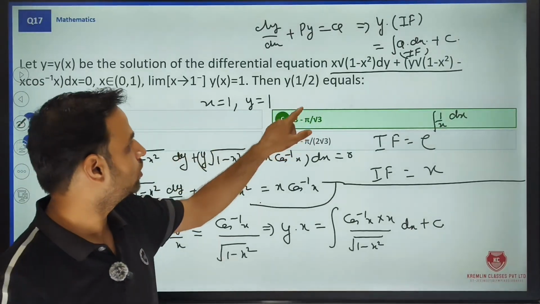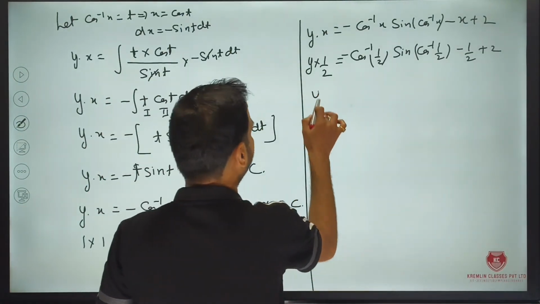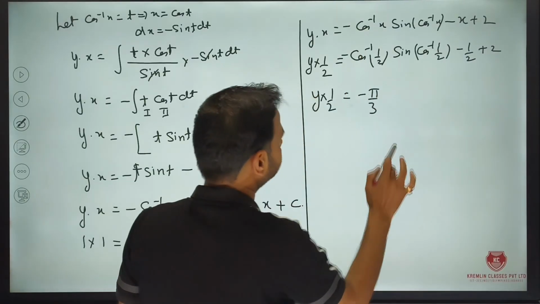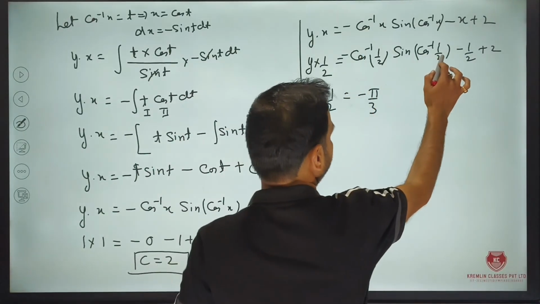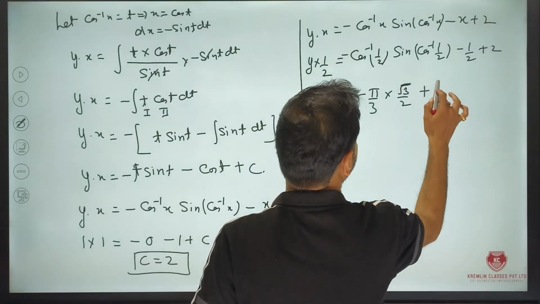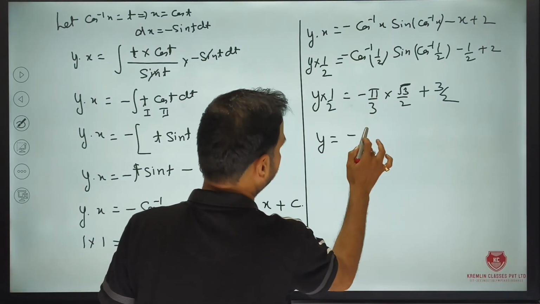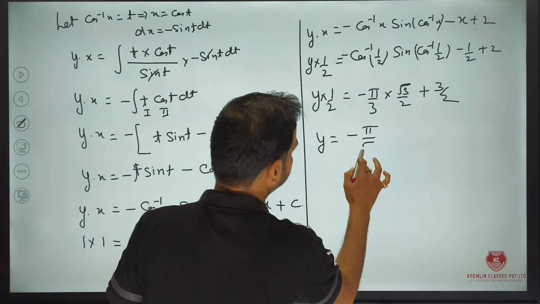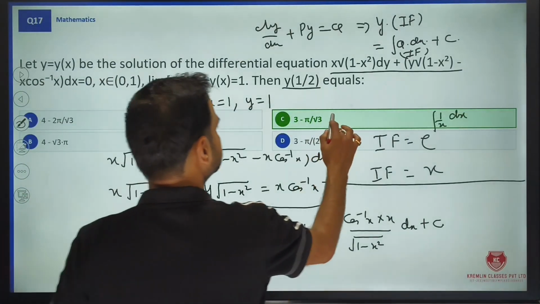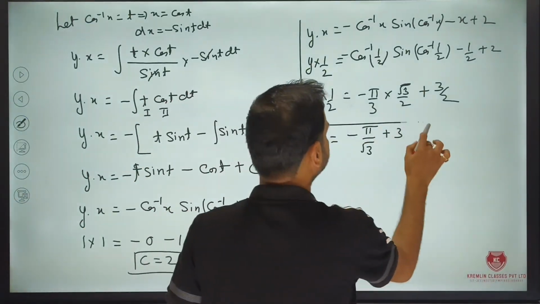Now what we have to find out? Y of half. Calculating it, y of half equals minus pi by 3, because cos inverse 1 by 2 is pi by 3, sin of pi by 3 is root 3 by 2, and this is plus 3 by 2. We are multiplying it by 2, so it will be minus pi by root 3 plus 3. So the answer will be 3 minus pi by root 3. Okay, 3 minus pi by root 3. We have found the answer.